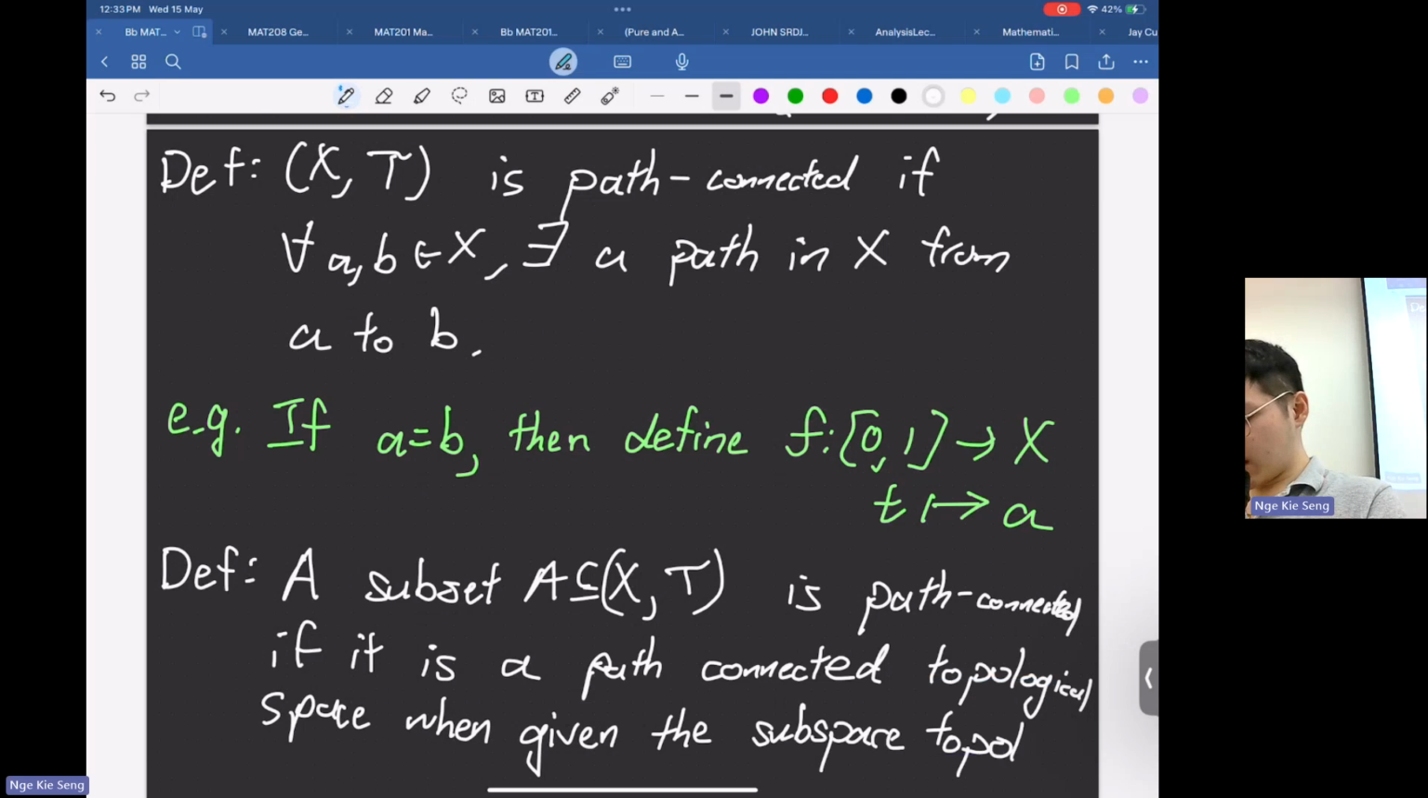So this is similar to how we define connected subspace, subset. Okay, connected subspace.